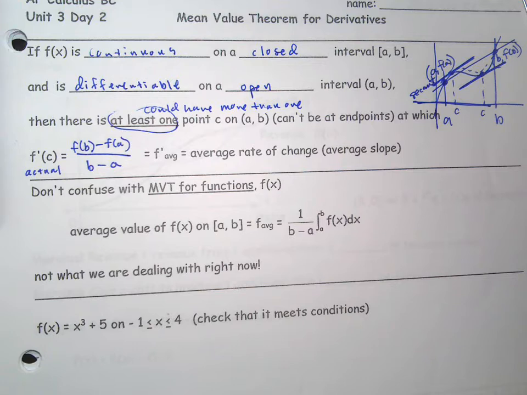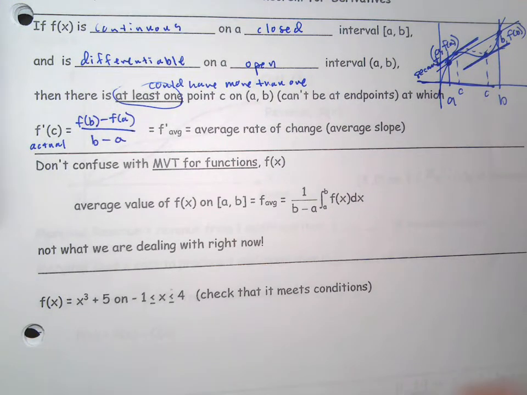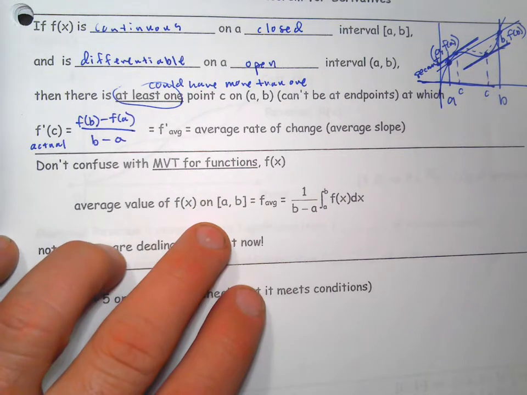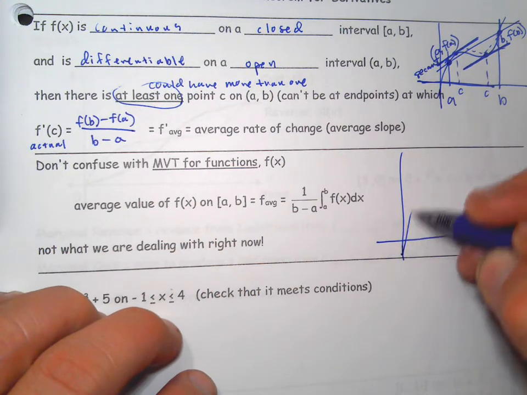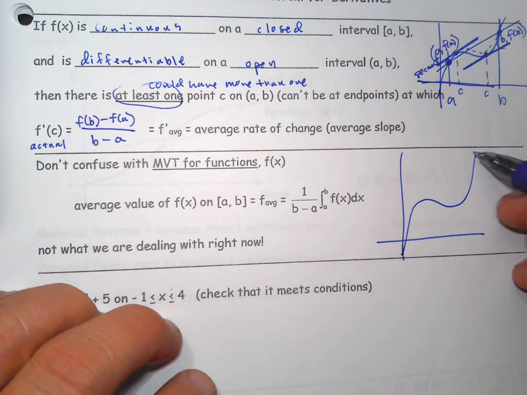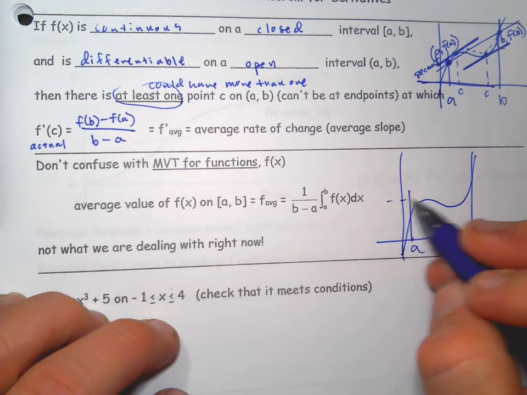Okay. Now, don't confuse this with other versions of the mean value theorem that we've learned. We'll talk about those at another time. We're not going to deal with them right now, but this is the actual one. If you have a function and you want the mean value of the actual function, well, that would be like the average y value.